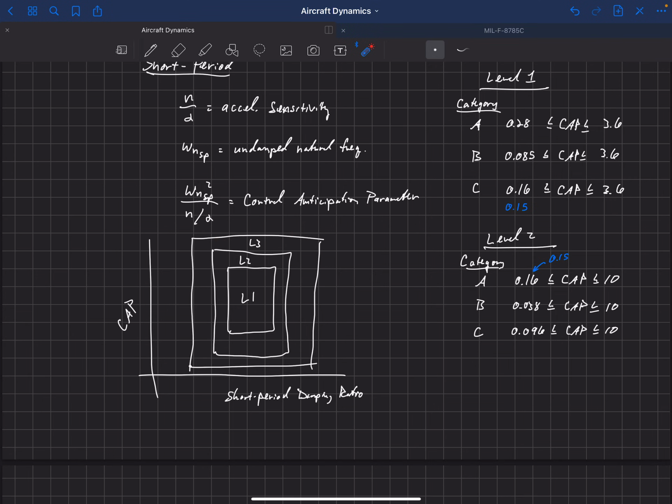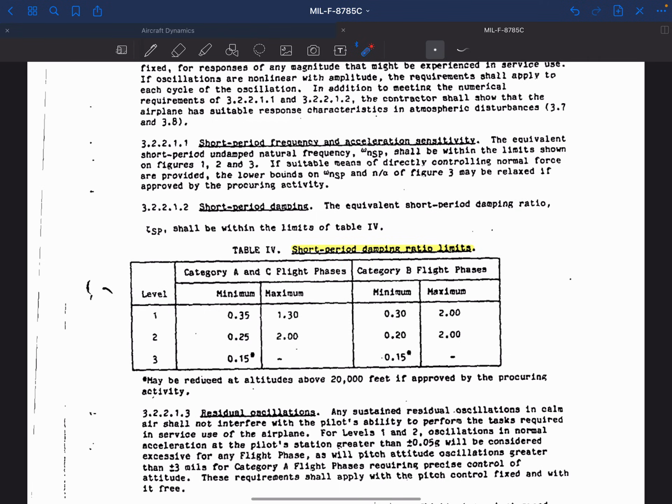And we're assuming that we are within limits left and right on this plot, and then vice versa when we're talking about the short period damping ratio, those limits are also assuming that you're within the appropriate CAP limits. So anyway, this is a really nice way to look at it, and I think it clears it up. Unfortunately, they didn't do that in this document. I'm not sure why, because that seems like maybe an obvious next step.